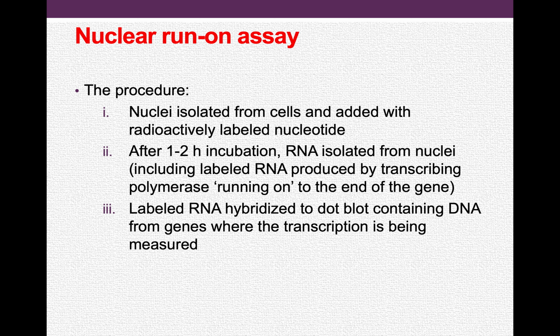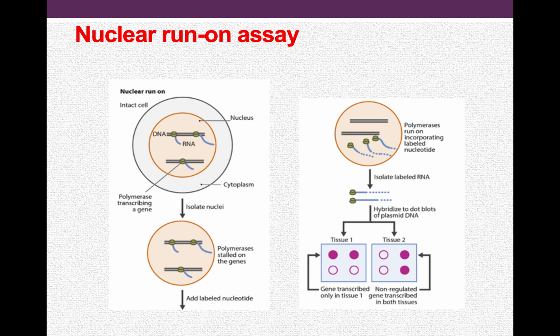Alright, the second method is the nuclear run-on assay. The procedure is actually quite simple. Nuclei are isolated from the cells, and of course you can add radioactive labeled nucleotide. You can add radioactive or a safer label nowadays. After 1 to 2 hours of incubation, done at 30 to 37 degrees, RNA will be isolated from the nuclei, including the labeled RNA produced by transcribing polymerase running on to the end of the gene. The labeled RNA will be hybridized to a dot blot, similar procedure, containing DNA from genes where the transcription rate is being measured. So more or less this is how the nuclear run-on assay is being done.